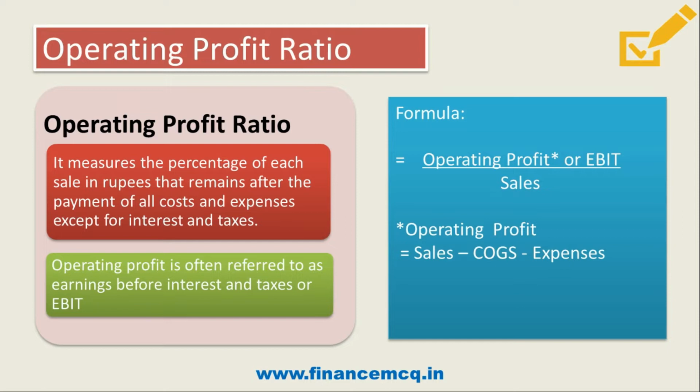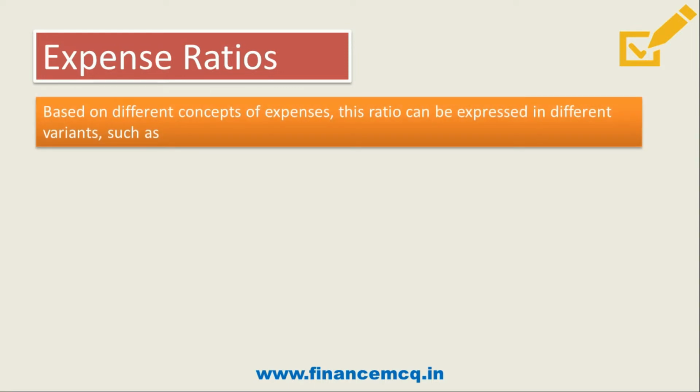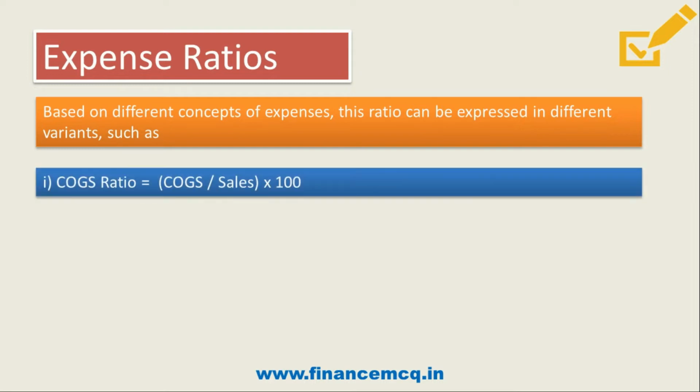Now let's move on to the next point. Now friends, let's talk about expense ratios. Based on different concepts of expenses, these ratios can be expressed in different variants, such as the cost of goods sold ratio. And how is it calculated? It is calculated as cost of goods sold upon sales into 100.